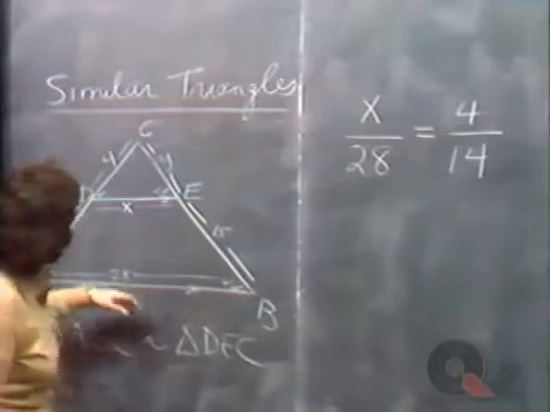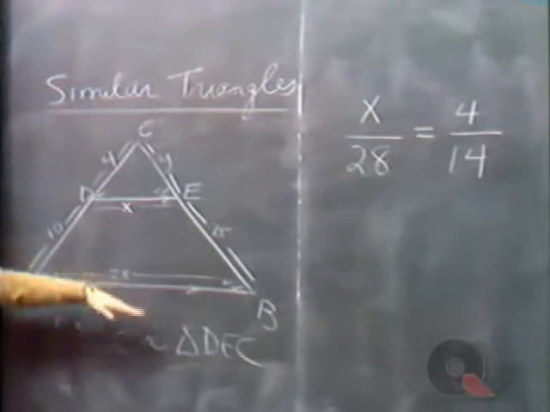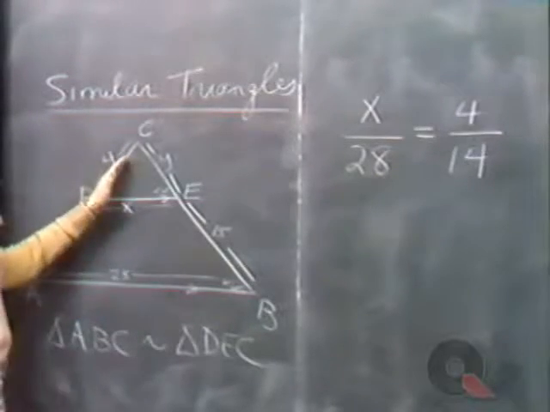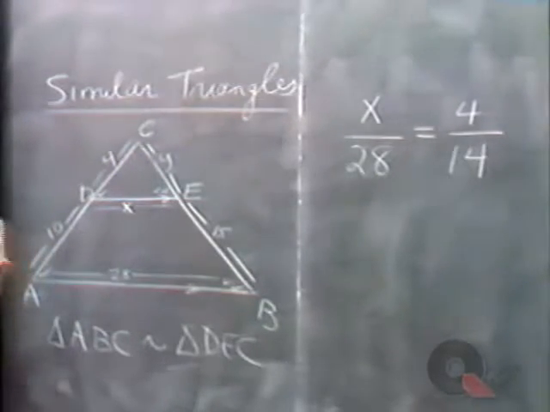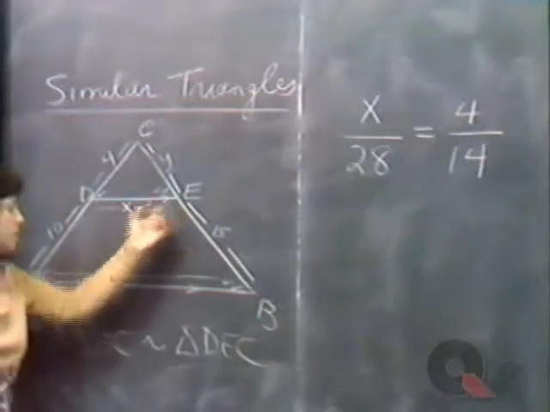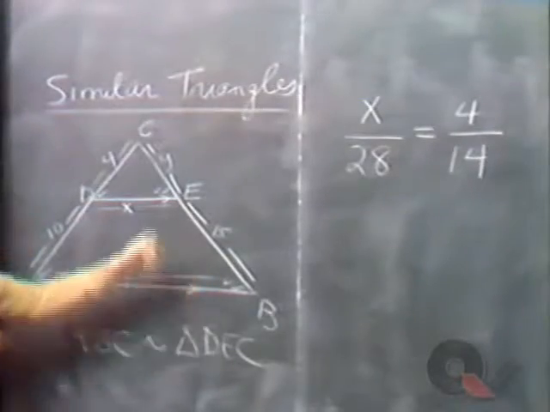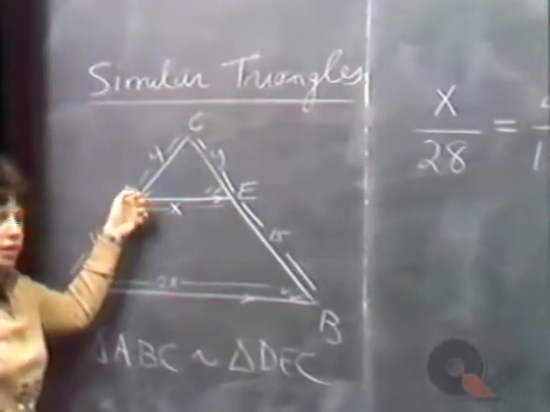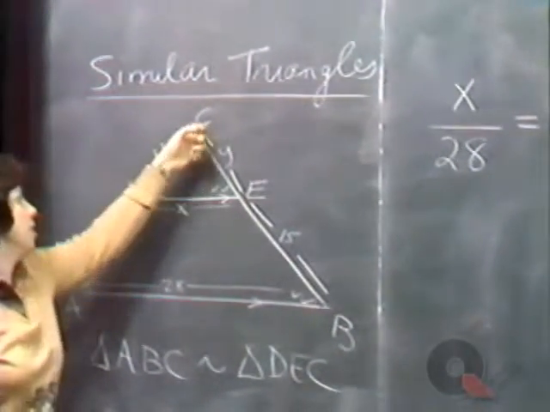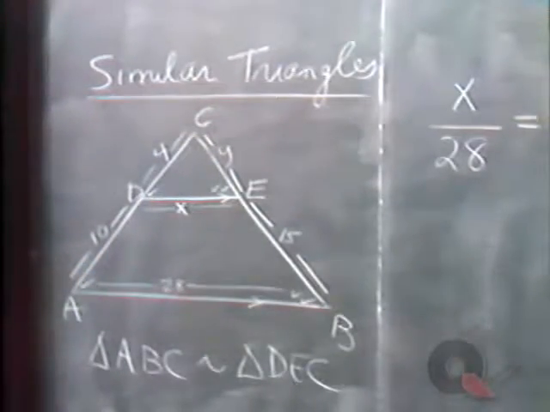Well, anyway, remember, we're talking about sides of a triangle. X is to 28 as 4 is to 14. We're using the whole sides of the triangle, not just parts of sides. X is to 28, the small base is to the big base, as 4, the short side here on the left, is to 14, the length of the long side on the left.